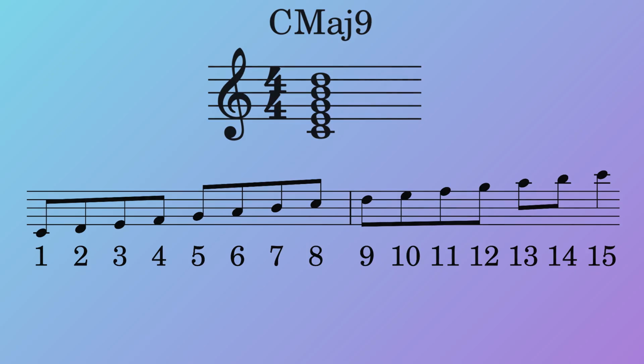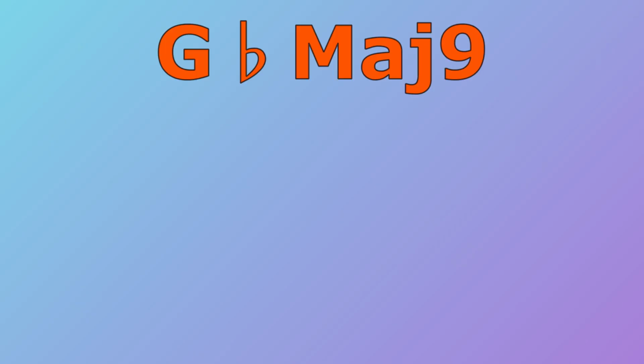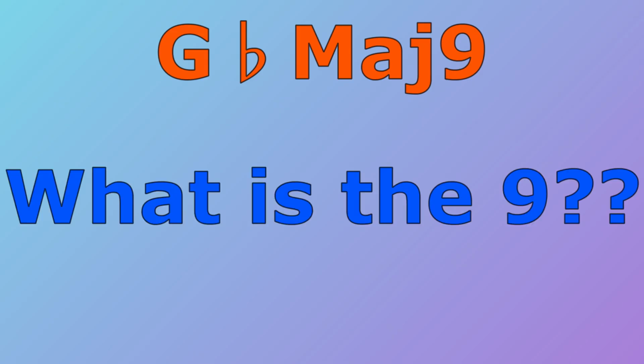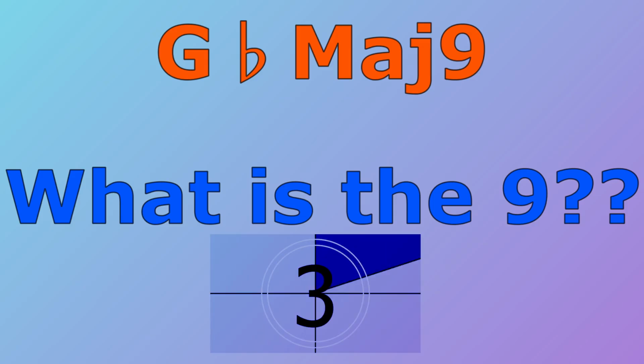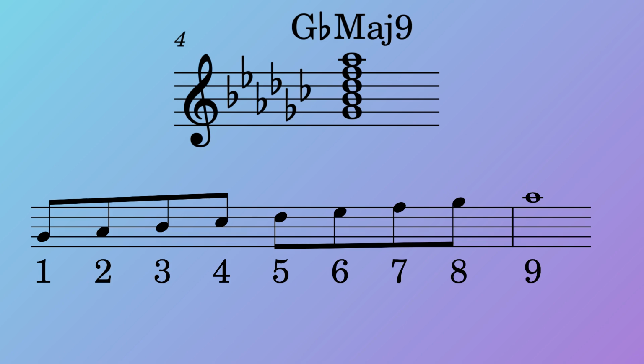This gets harder with scales with more accidentals, but the same idea applies. Let's take the G flat major 9 I mentioned in the opening. G flat major is a tough scale, so take a second and see if you can discover what the 9 would be. There will be a 3-second countdown before I show the answer. The 9 of G flat is A flat.